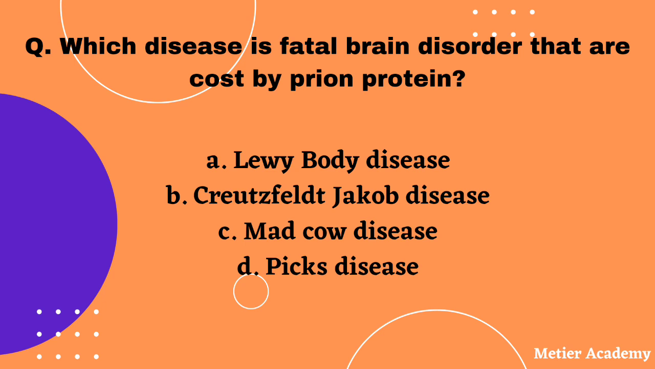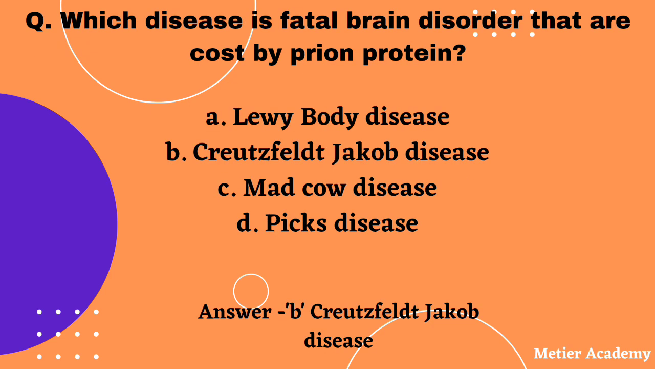The next one is, which disease is a fatal brain disorder that is caused by prion protein? The options are Lewy body disease, Creutzfeldt-Jakob disease, mad cow disease and pig's disease. And here the correct answer is option B, Creutzfeldt-Jakob disease.